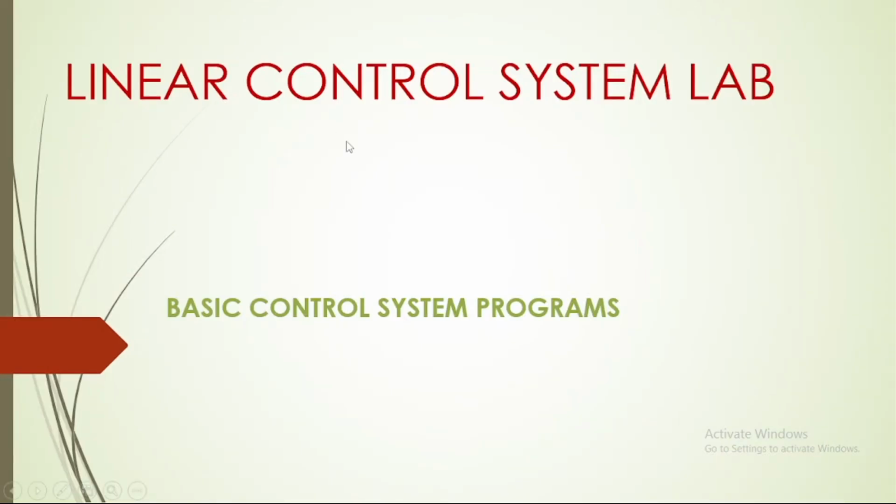Hello everyone. Today in this video I am discussing the linear control system lab experiment. A control system is a system of devices that regulates, directs, commands and manages the behavior of other devices to get the desired output or desired result. In this experiment we studied some basic control system programs.